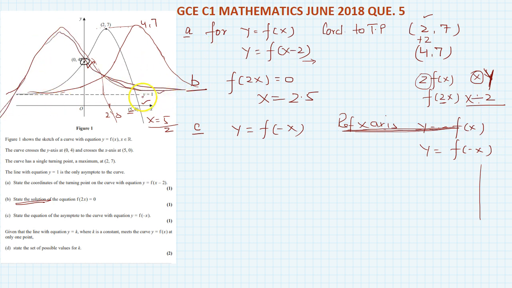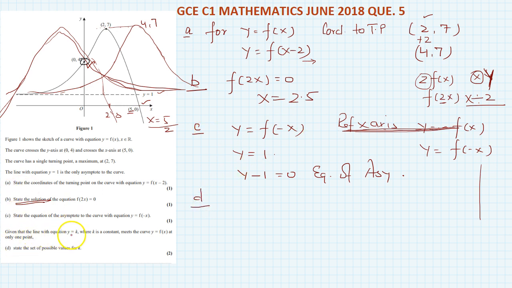So what is the asymptote? It will remain the same. This is the reflection in the y-axis. So the equation of the asymptote will be y is equal to 1, or you can write y minus 1 is equal to 0, the equation of the asymptote.